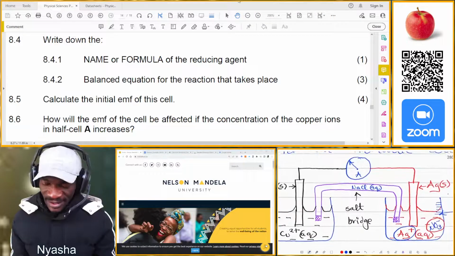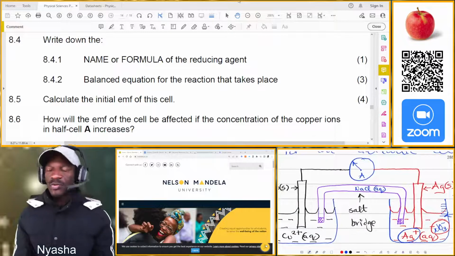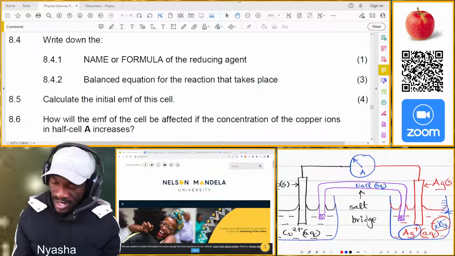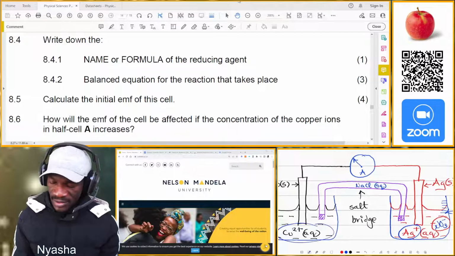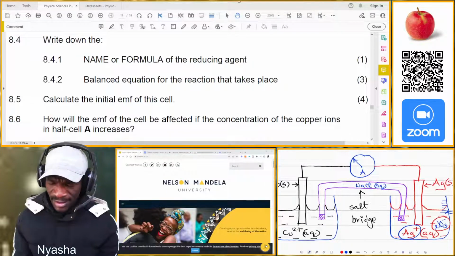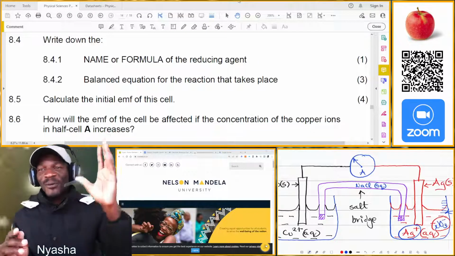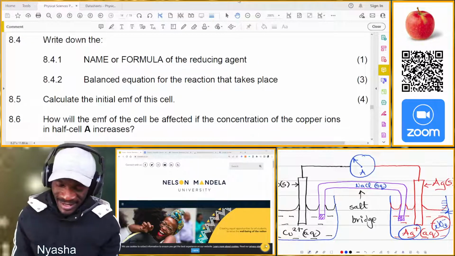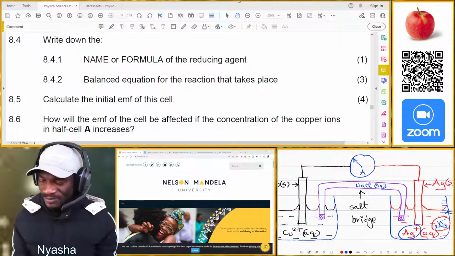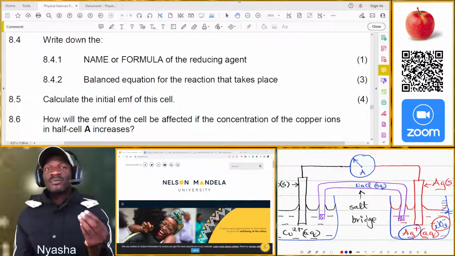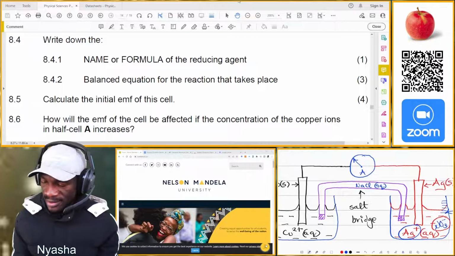The galvanic cell, we said, contains two half cells. This is the copper half cell in a solution of a copper salt. Is it copper sulfate? They didn't tell us what it is; copper sulfate was for the other question. And then we also have silver in silver nitrate.